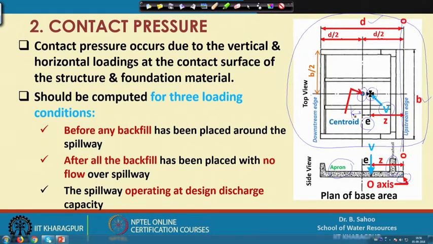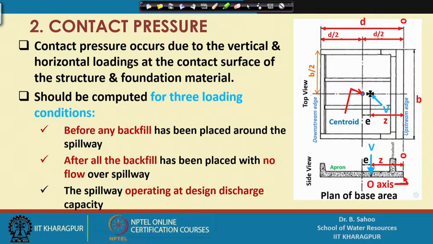So, before calculating the contact pressures, you have to understand this figure, and the contact pressure should be computed for 3 loading conditions: before any backfill has been placed around the spillway, after all the backfill has been placed with no flow over the spillway, and the spillway operating at design discharge capacity. So, these are the 3 engineering conditions we generally consider for calculating the contact pressures.